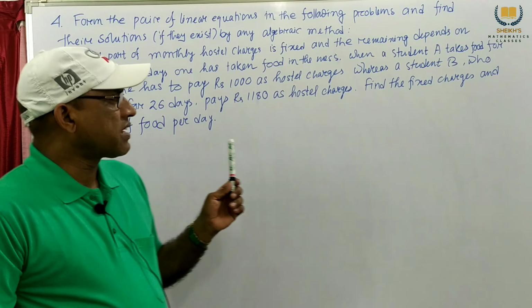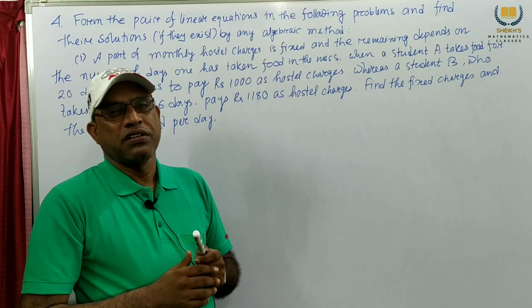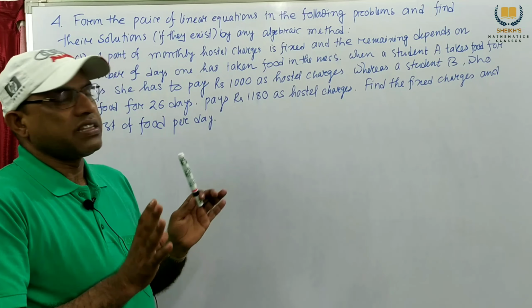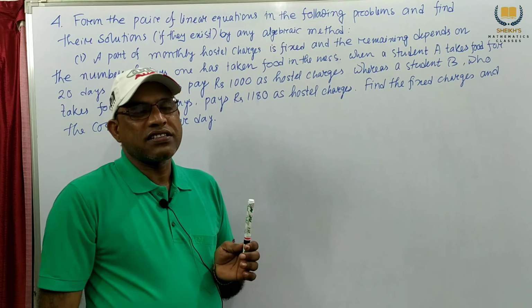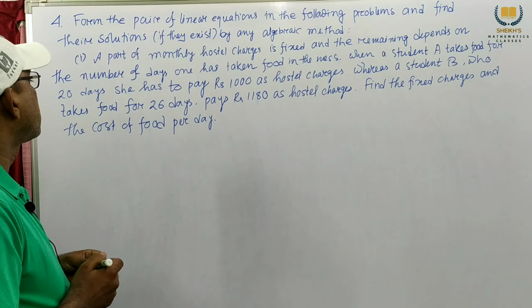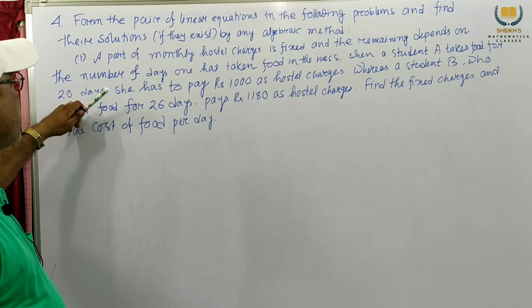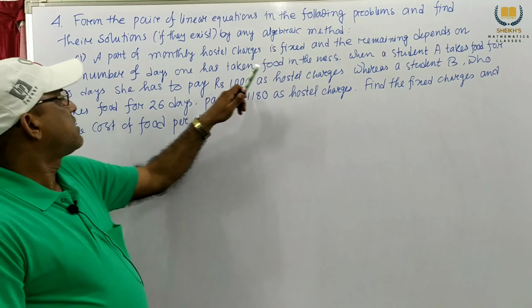So this problem is that one charge is fixed, whether you have taken meal or not, but this charge is fixed, and another charge depends on how many days you have taken. So when student A takes 20 days, she has to pay rupees 1000, and for 26 days, 1180. Now what is the fixed charge and the cost of food per day?